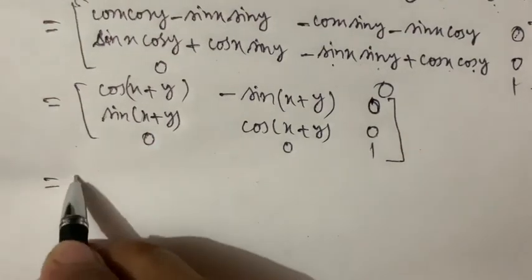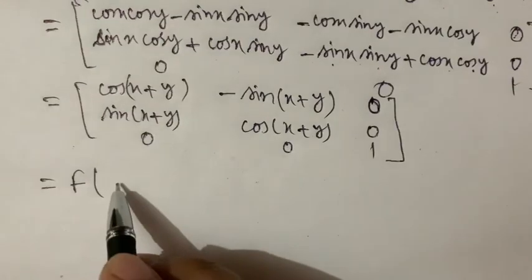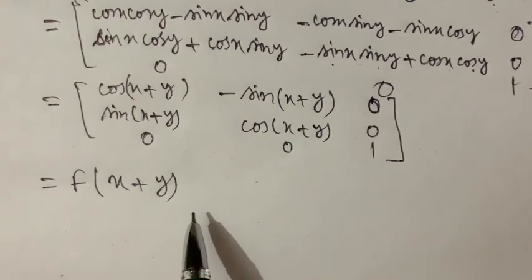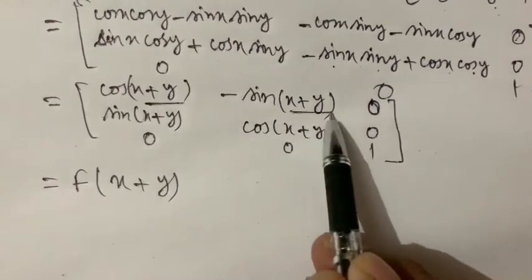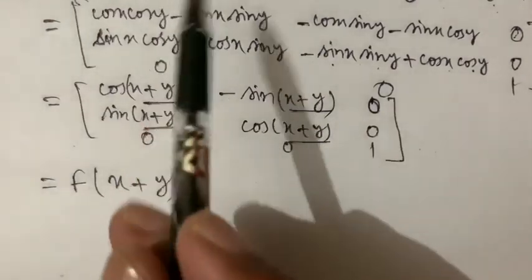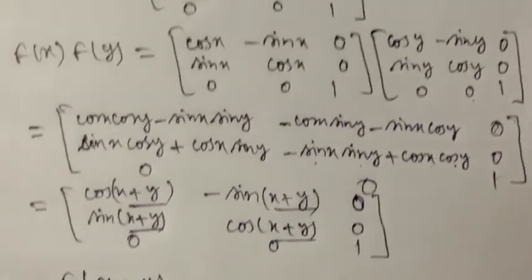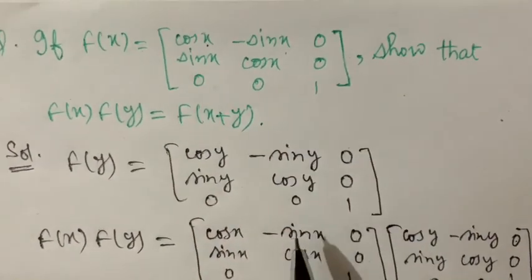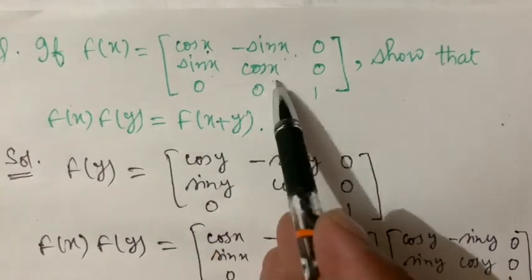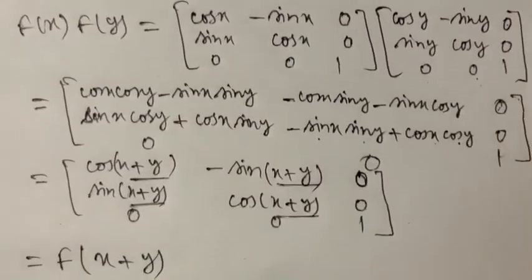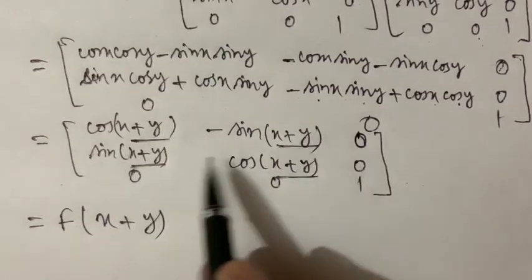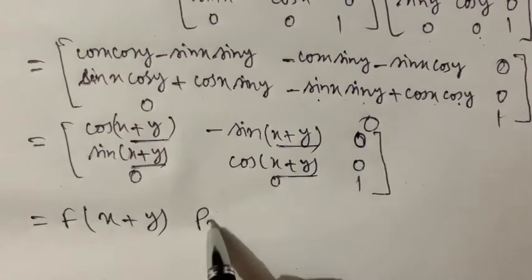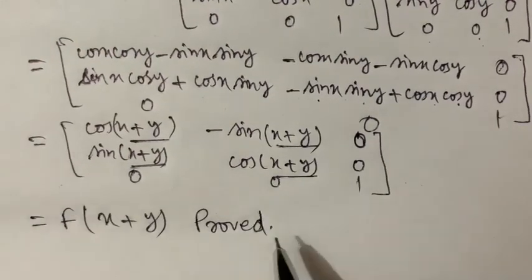Now if we look at the function here, we can write it as f(x plus y). As you can see, everywhere there is x plus y, while in the given function there was x. You can see here x was there, and now it is replaced by x plus y here. So we will have f(x plus y) there, and it proves the thing. So it is proved.